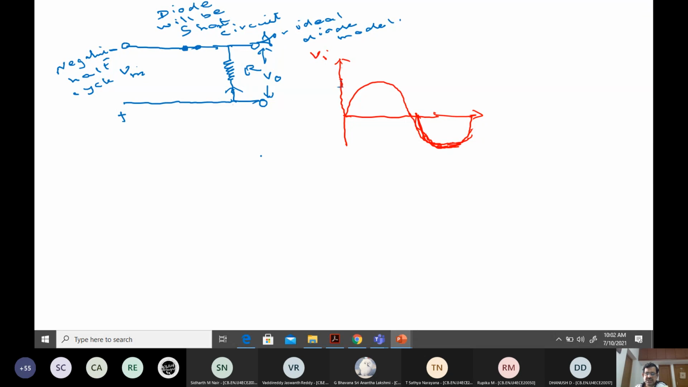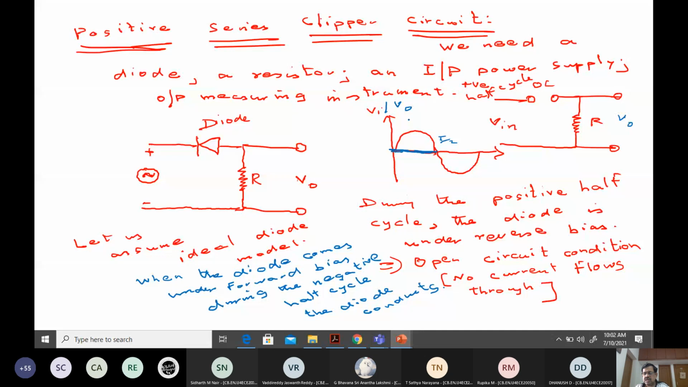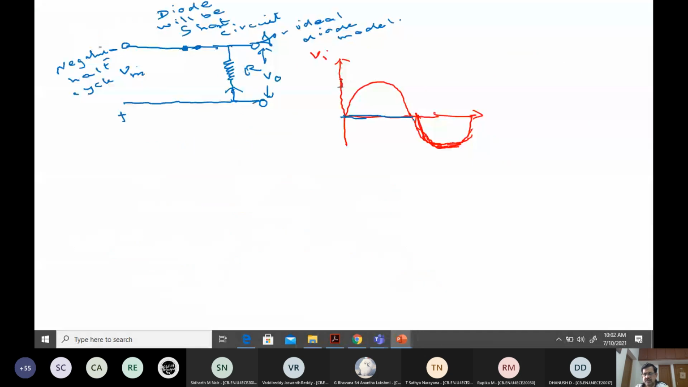So first positive half of the cycle, the diode does not conduct. So it is called a positive series Clipper circuit. Okay, positive series Clipper circuit. And second half, the output follows the input. Is in this color. The x-axis is always time.